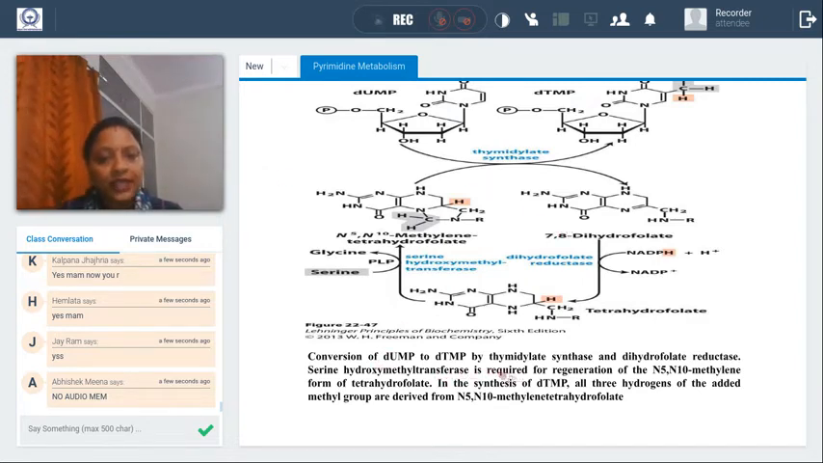Conversion of dUMP to dTMP is by the enzyme thymidylate synthase, as you all know, and the next very important enzyme is dihydrofolate reductase. I have already discussed the whole mechanism of this methyl group creation by dihydrofolate reductase. Here you can see the enzyme thymidylate synthase converts dUMP to dTMP, with this CH3, the methyl group donor. So the very important enzymes in the whole process are thymidylate synthase and dihydrofolate reductase. N5,N10-methylene tetrahydrofolate provides the methyl group to dUMP, and it is converted into dTMP.